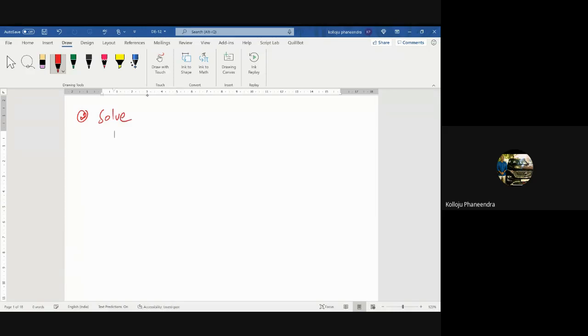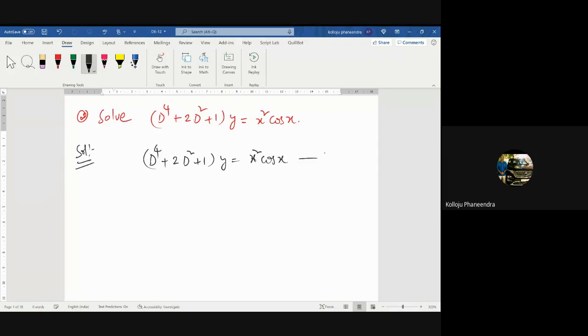Solve (D^4 + 2D^2 + 1) y = x^2 cos x. Now, the first equation, (D^4 + 2D^2 + 1) y = x^2 cos x, equation 1, is a non-homogeneous constant coefficient linear differential equation.